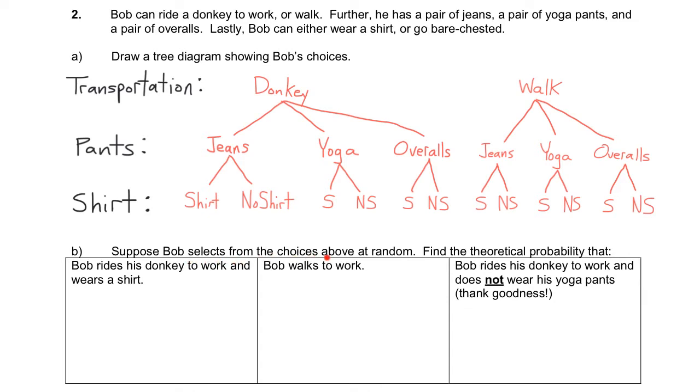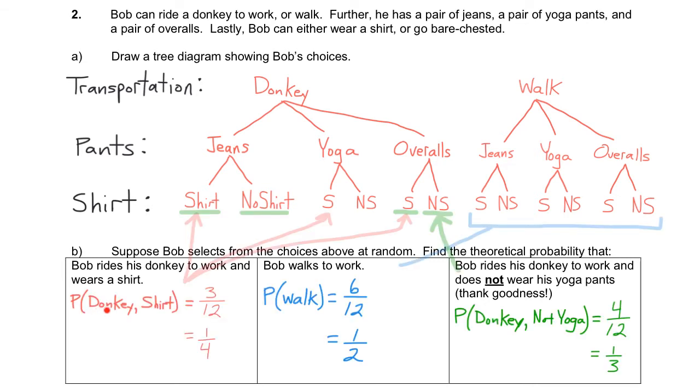Suppose Bob selects from the choices above at random, and we want to find the theoretical probability that Bob rides his donkey to work and wears a shirt. So we need to find out how many different combinations include riding a donkey and wearing a shirt. Then we want to find the theoretical probability that Bob walks to work. How many of these combinations involve walking to work? And then probability that Bob rides his donkey to work and does not wear his yoga pants. So you need to find out that probability as well. So pause the video, try to find all 3 probabilities, and then see how you do.